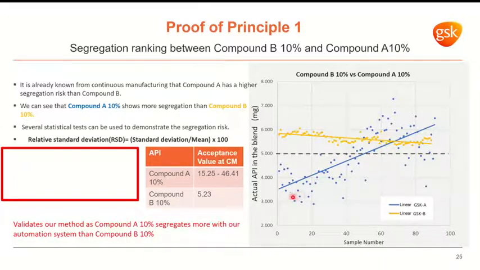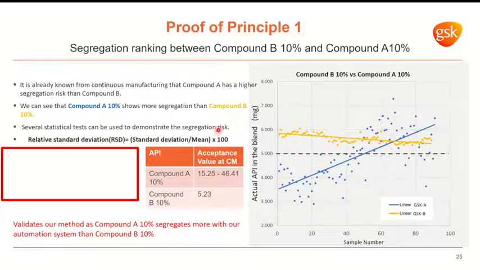So here, when we did the test using our machine, the Quantos system, and using a 4 millimeter dosing head, this is what we observed. For compound A, you can see the segregation over here, and for compound B, which is the yellow, you can see segregation over here. You can visually tell by looking at the blue and the yellow that the blue one is more dispersed, or more segregated, than the yellow one. And remember, from continuous manufacturing, we were looking at the same thing, that compound A has more dispersion or more segregation than compound B.